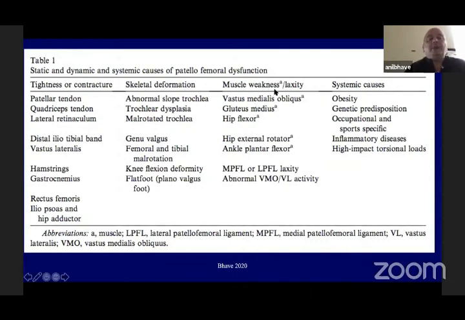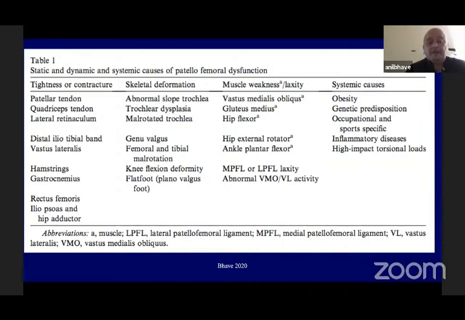Then you have muscle weakness or laxity problems: VMO laxity, gluteus medius weakness, hip flexor tightness, hip external rotator tightness, MPFL or LPFL laxity, and abnormal VMO-VL control, and then the systemic causes. This chapter, I'm very proud to say, has been reviewed in more grand rounds than any other grand rounds for patellofemoral disease. That's very interesting, especially in the rehab literature, in the physical medicine and rehab world, not so much in orthopedics. So it's a nice recognition.